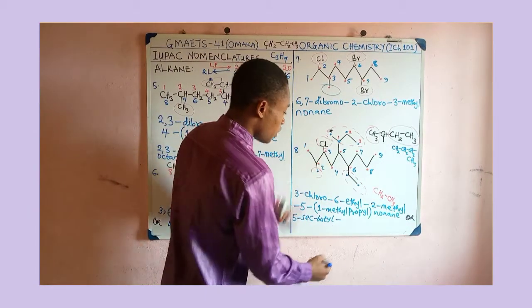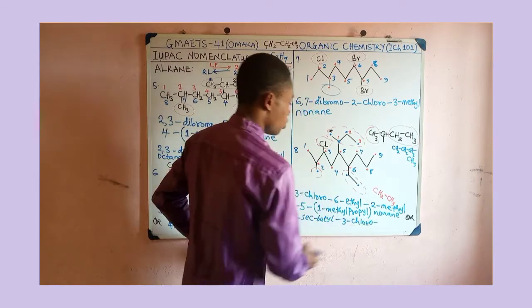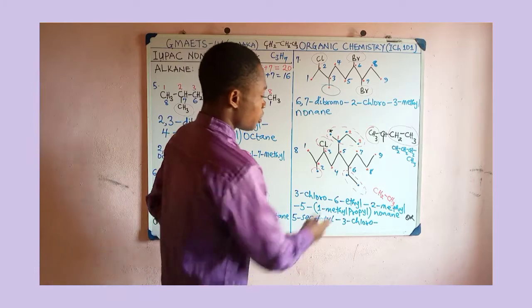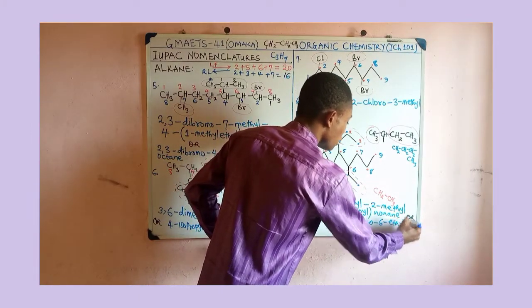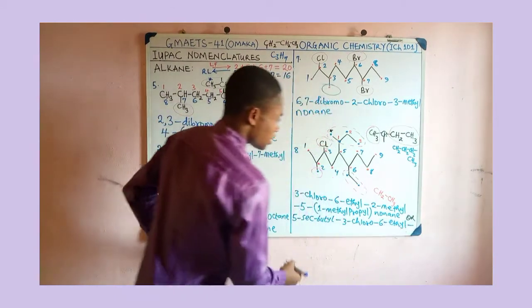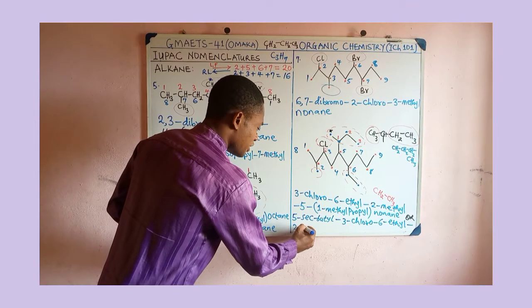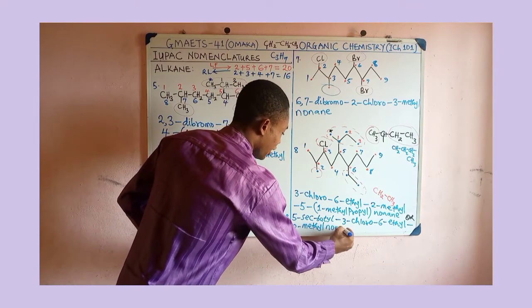We'll now move on. Third carbon atom, we have chlorine, so 3-chloro. What's the next attachment? On the sixth carbon atom, we have 6-ethyl. And then on the second carbon atom, we have methyl, 2-methyl. We can now conclude with nonane.